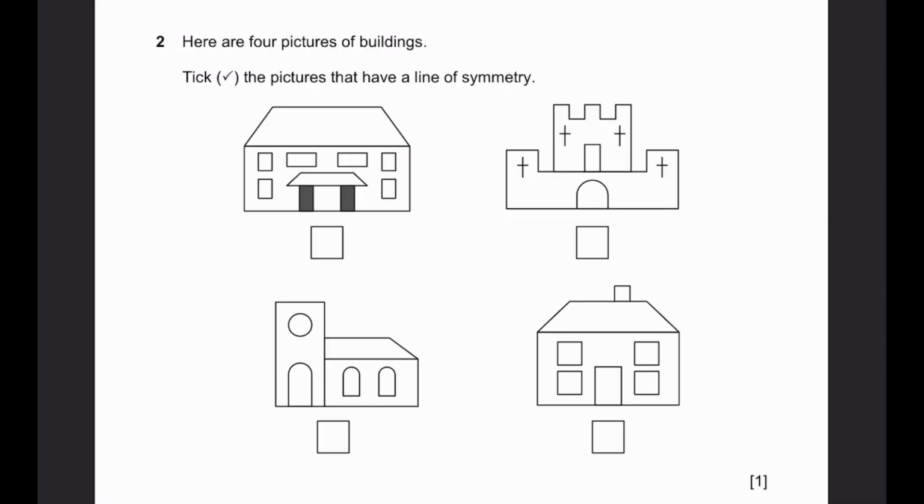Question 2. Here is a picture of buildings. Take the pictures that have a line of symmetry. This first one right here has a line of symmetry, which is the vertical line in the middle. The second one over here also has a line of symmetry, the one vertically in the middle. And then this one does not have a line of symmetry, it cannot be cut in any way.